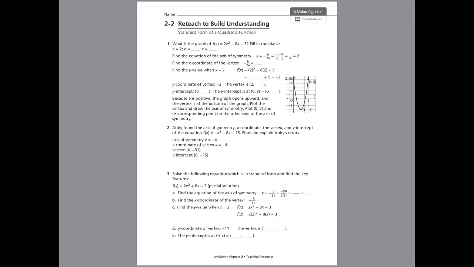I want you to do this whole side of the sheet. Try your best to fill in the problems. Talk to your classmates. The reason I set the desks up in pairs was so you guys can work together. So after you do this first side of the worksheet, you're going to flip it over to the back.